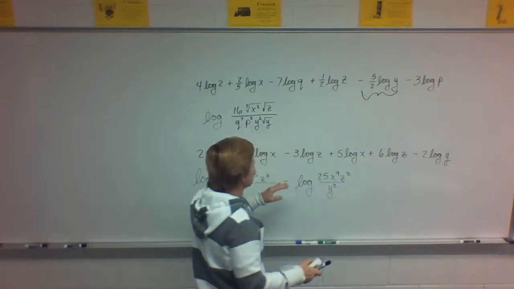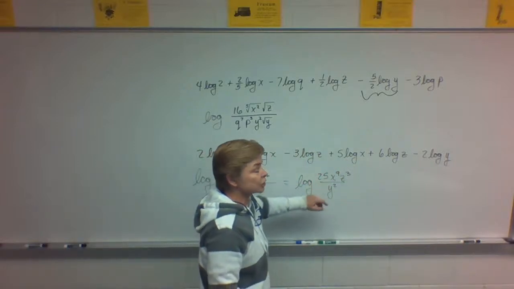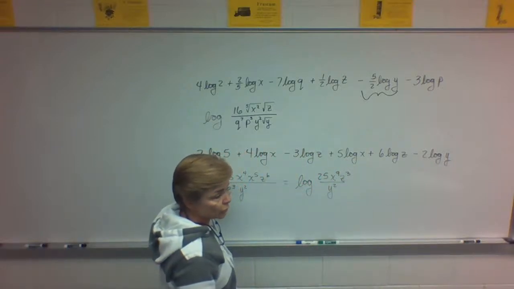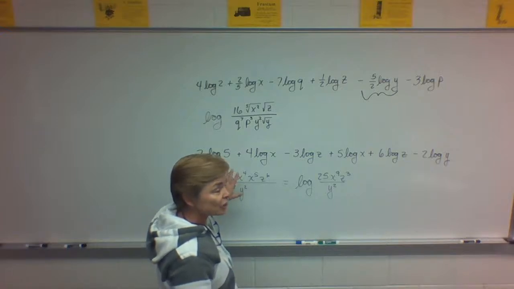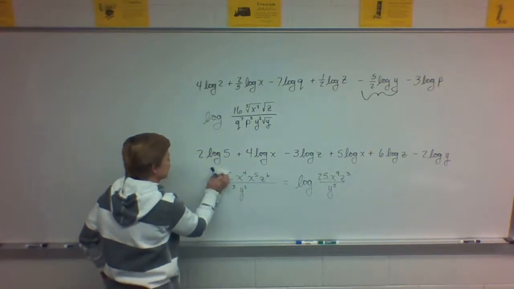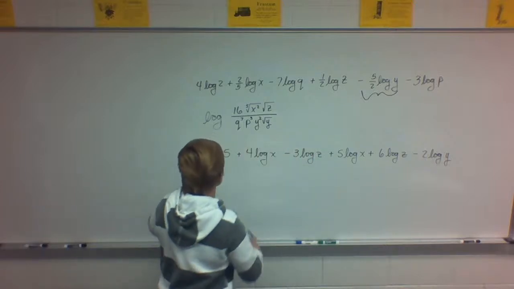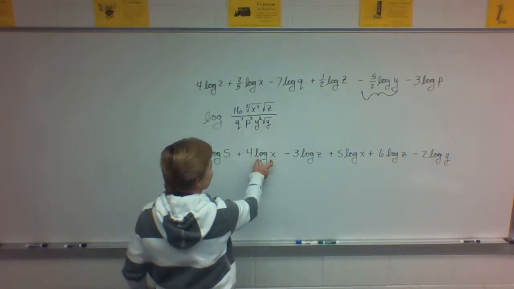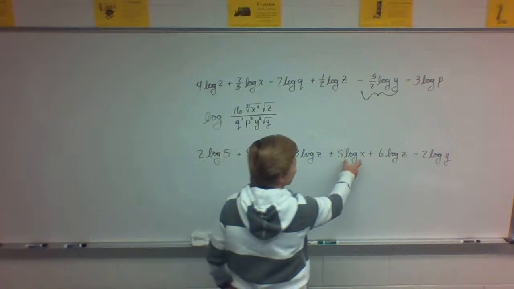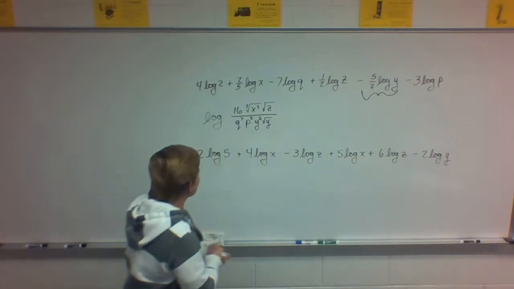So instead of tackling it like this and reducing the fraction, which by the way is a perfectly great way to do it, I'm not trying to discourage that. I'm saying there's another way if you see it. And it brings home the idea that logs behave like exponents, and that is to look at your like terms. This is a log x term, and there's 4 of them. This is a log x term, and there's 5 of them. So we could combine them.